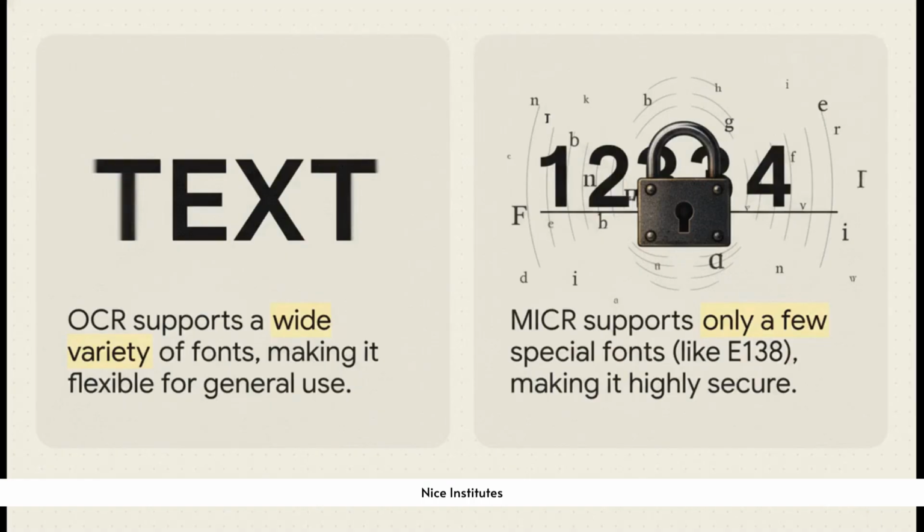Yeah, if you remember one thing from this explainer, let it be this: it's all about the fonts. OCR's flexibility with fonts is what makes it so great for general, everyday use. But for MICR, the fact that it's limited to just a couple of special fonts like E13B and CMC7, that's not a weakness, that's its greatest strength. That's what makes it secure. You can't just type out these numbers in Microsoft Word. You need the specific controlled font.